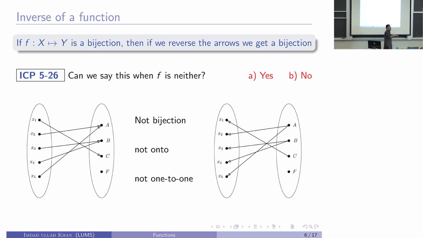Here is an example where the function is both not onto and not one-to-one. If I reverse the arrows, would I get a function? Would I get a function? What problems will there be in that reverse function?